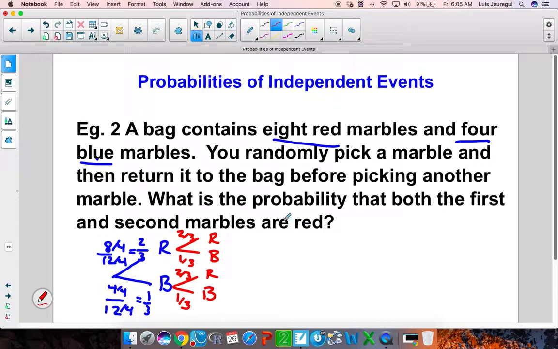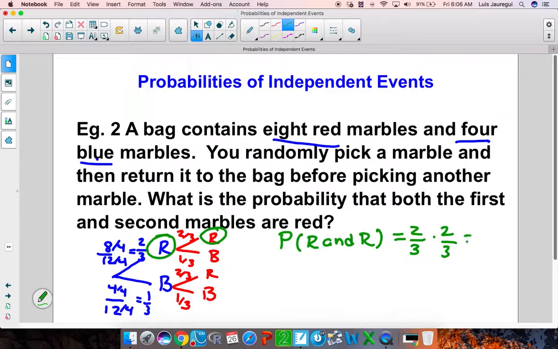Since we want both of them to be red, let's analyze the scenario that we want. We want a red for the first one and a red one for the second one. So we want the probability of red and red. Based on your tree diagram, all you have to do is multiply the probabilities. So you have 2/3 times 2/3. 2 times 2 gives you 4, 3 times 3 gives you 9. So the probability that both of the marbles will be red is 4/9. That's based on your tree diagram.